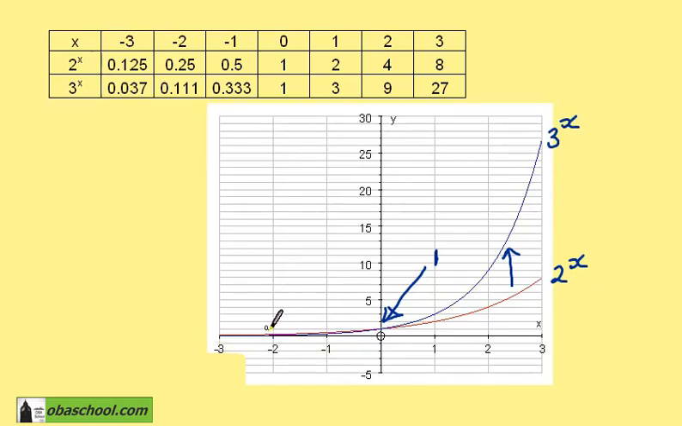Note the shape of these curves. The curves get closer and closer and closer to the x-axis over here, but will never get there. The negative x-axis is what's known as an asymptote. It is a line that the curves get closer and closer to, but they never get there.